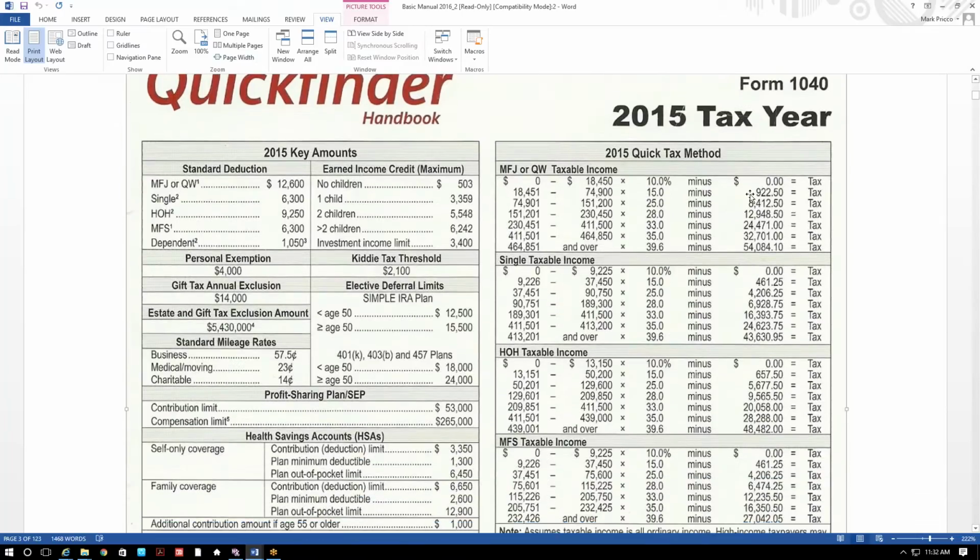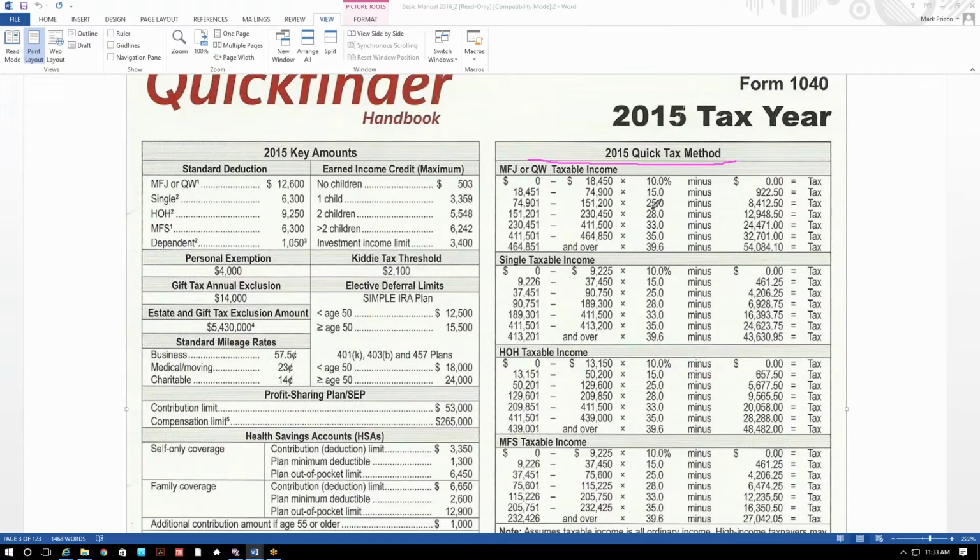Some of the more important items on the Quickfinder cover that I find myself using are the tax tables right over here. Normally, during the tax planning process, the client says, I'm going to add an additional, say, $20,000 of income. How is that going to affect me? What kind of taxes am I going to owe? So I'm able to look here and see what tax bracket they're going to be in.